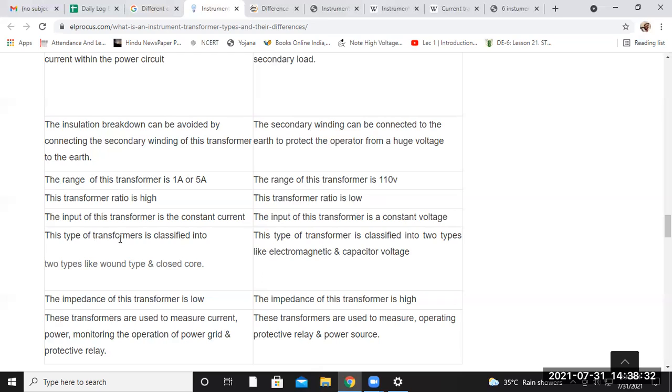Next one is the classification. The current transformer is mainly classified into two types, that is wound type and closed core. Second one, the potential transformer is classified into two types: one is electromagnetic and another is capacitor voltage transformer.